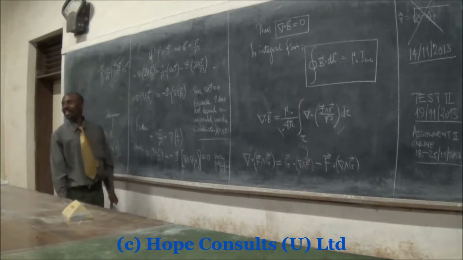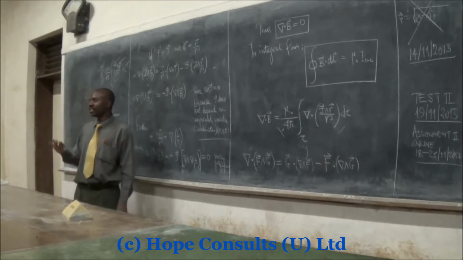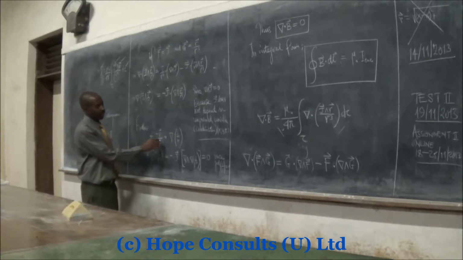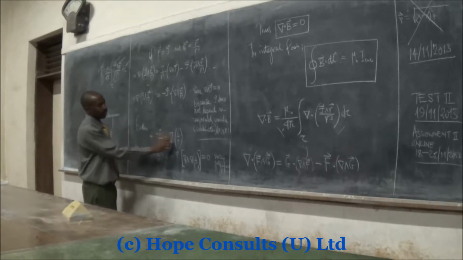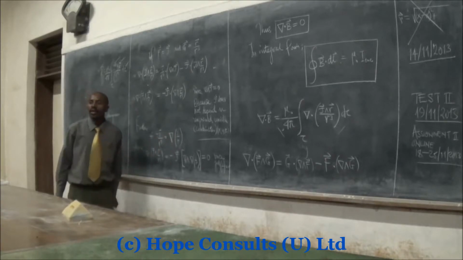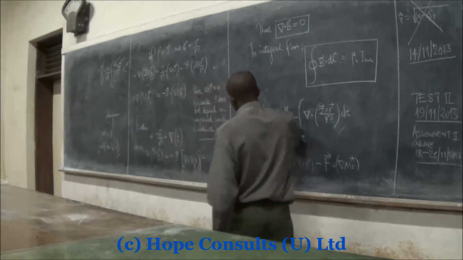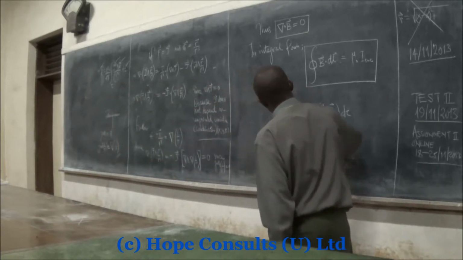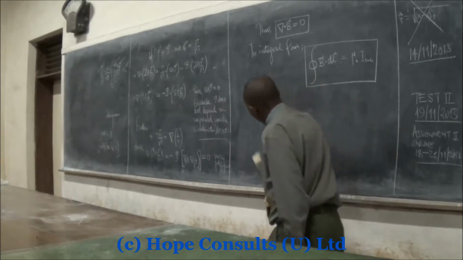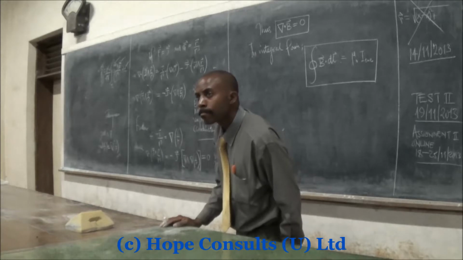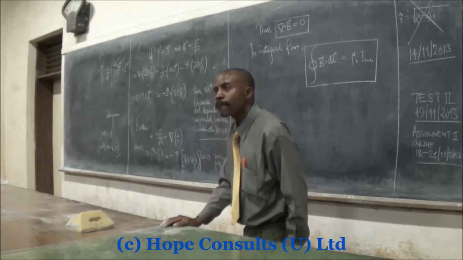Anyone who can volunteer? No cassava. There is a cassava. So who can volunteer how this is the same as the gradient of 1 over R? By writing or by talking? Is it by writing or by talking? Demonstrating the show, or no.